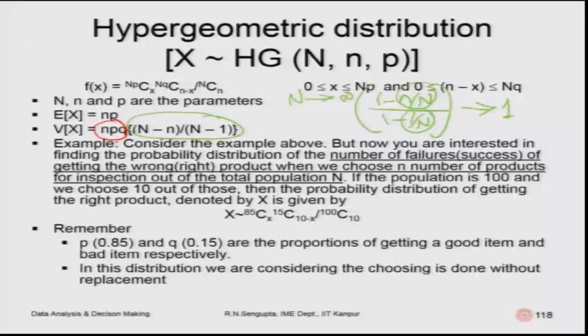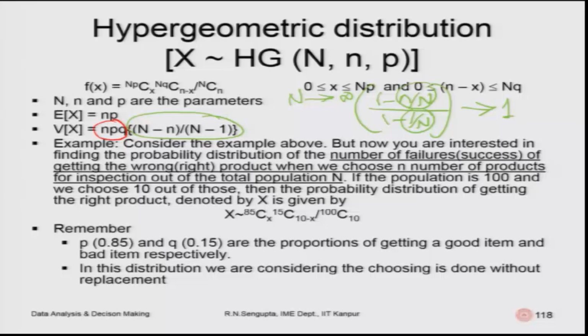So, consider the example above. But now you are interested in finding the probability distribution of the number of failures or successes of getting the wrong or the right item, whichever you like. If you want to find the right items, obviously x would denote that. If you want to find the bad items, or the red items, which is the complement of p, that would be q, then you can denote this hypergeometric distribution accordingly.